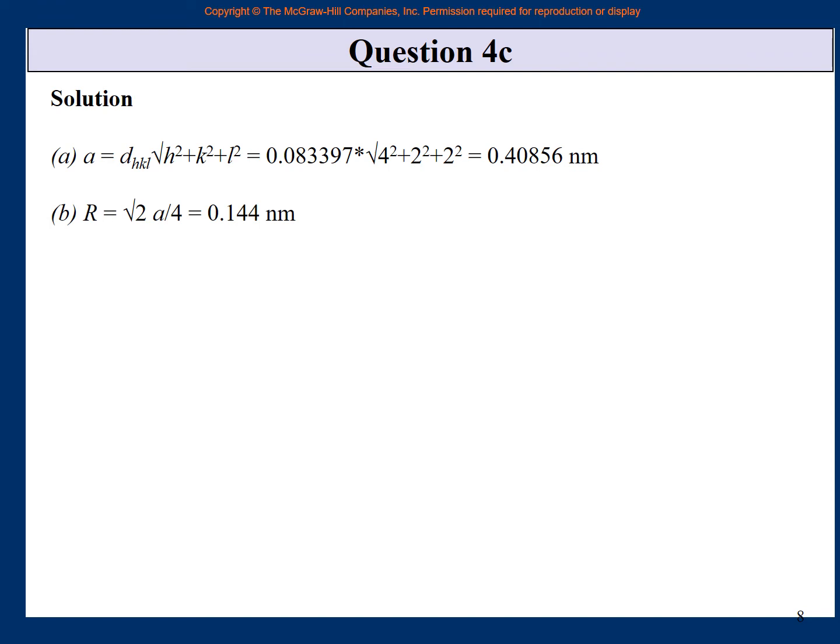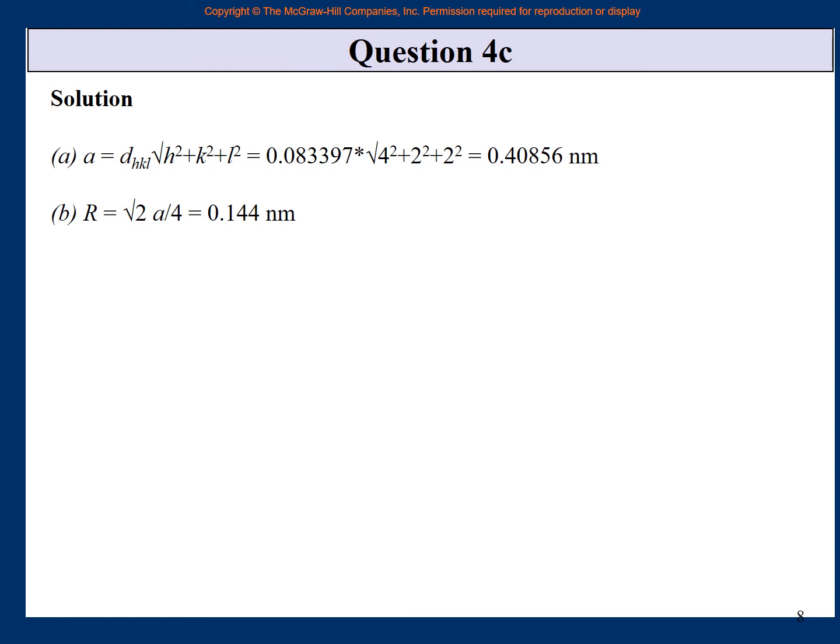For R, because it is FCC, right? a is equal to 4R upon root 2, or R is equal to root 2 a by 4. So you just substitute the values and you find the value of R as 0.144 nanometer. So these are very simple. That is why this question was divided into a few pieces, A, B, C, because these are very simple questions. Now you have found the lattice constant a, and using the lattice constant you have found the radius.